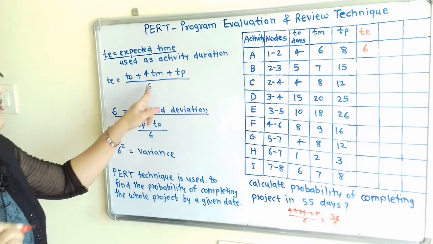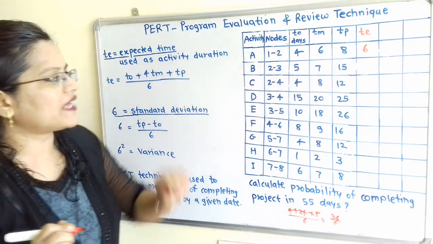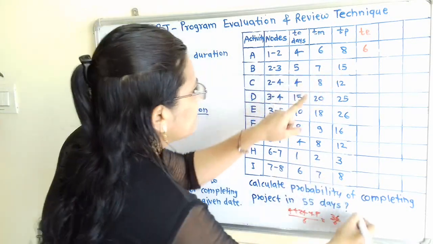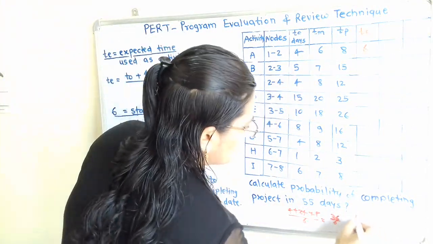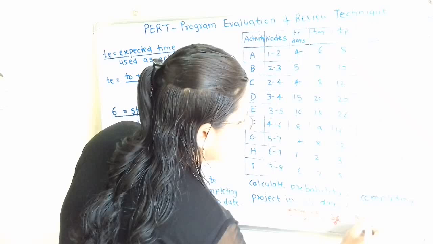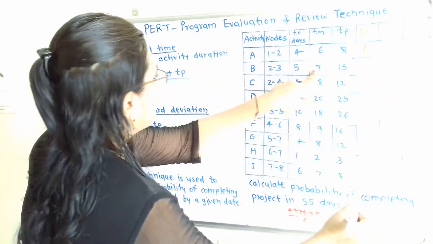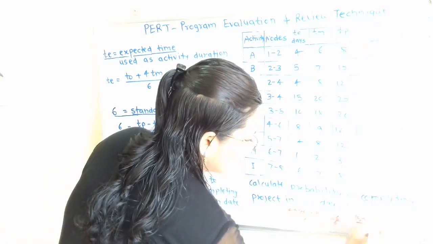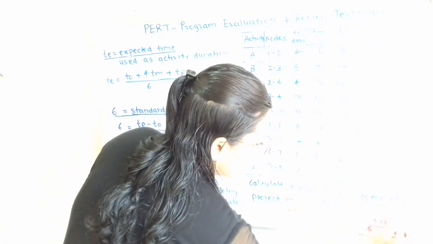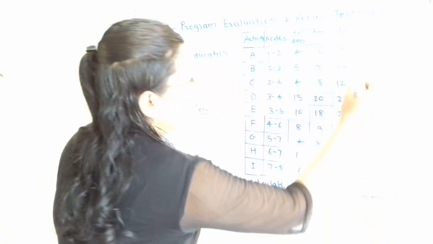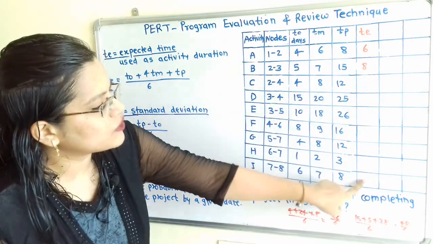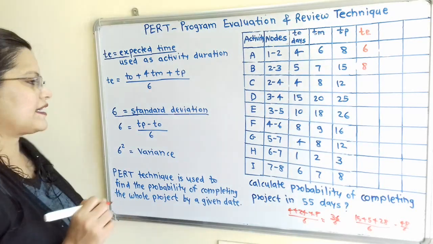Now in the same way we will calculate the duration for activity B. Here I will take 5 plus 15 plus 7 into 4, that is 28, divided by 6. That is equal to 48 by 6, which is equal to 8. So in the same way we have to calculate the expected time for other activities.